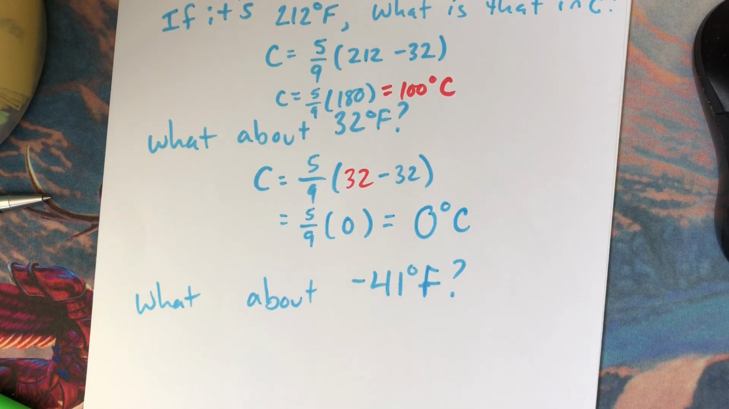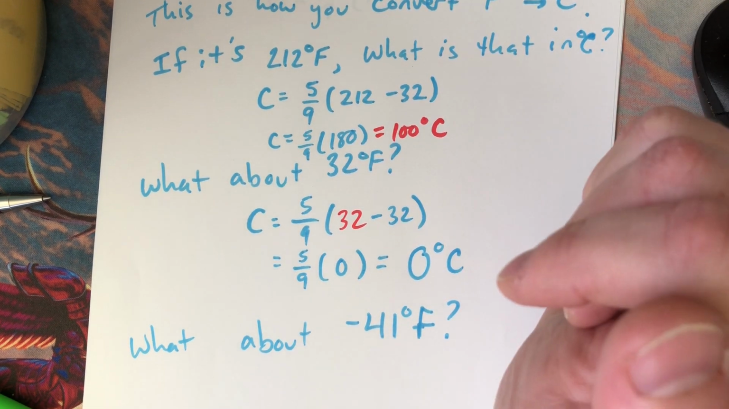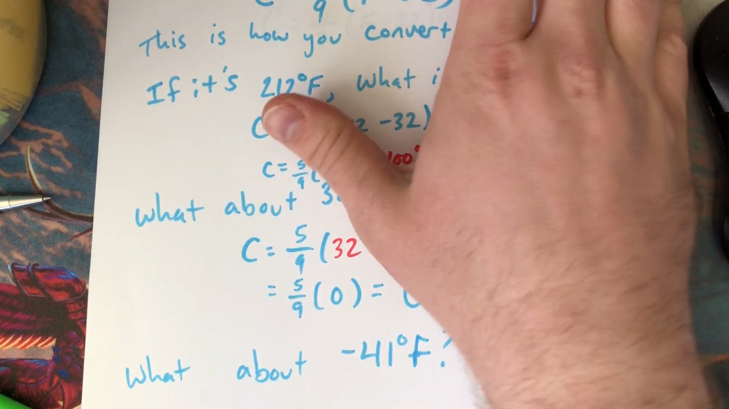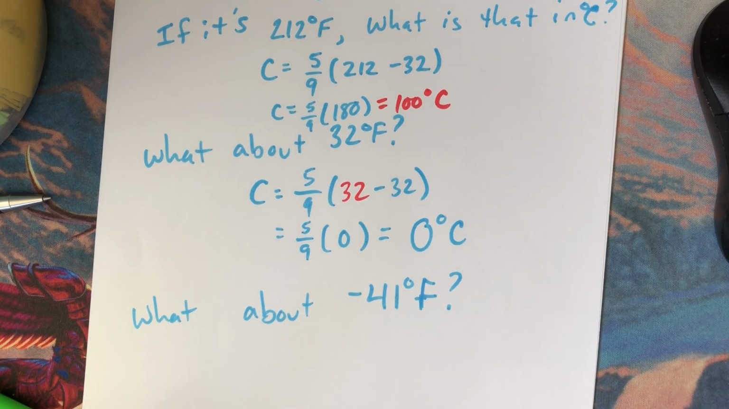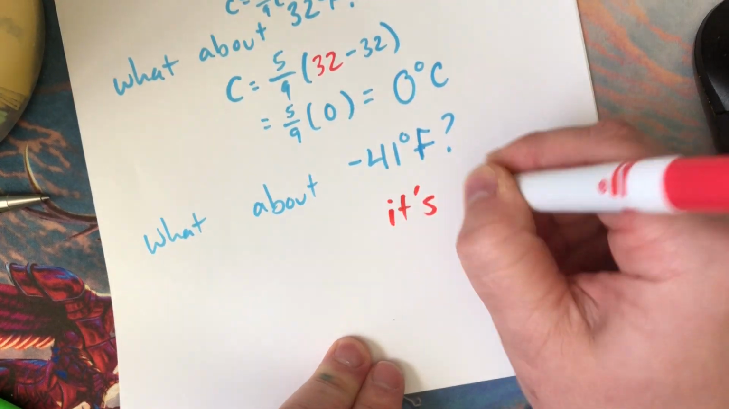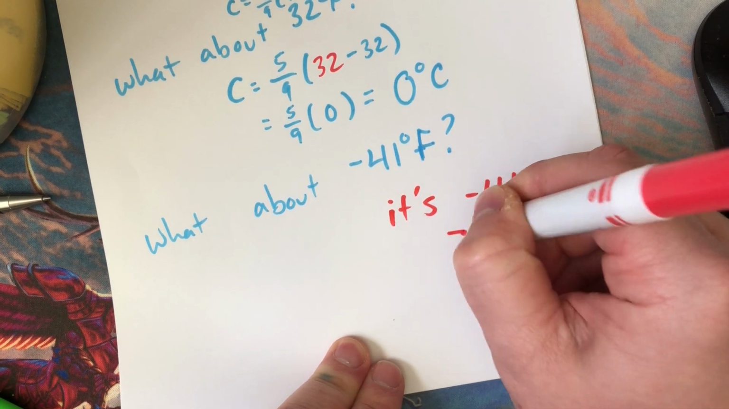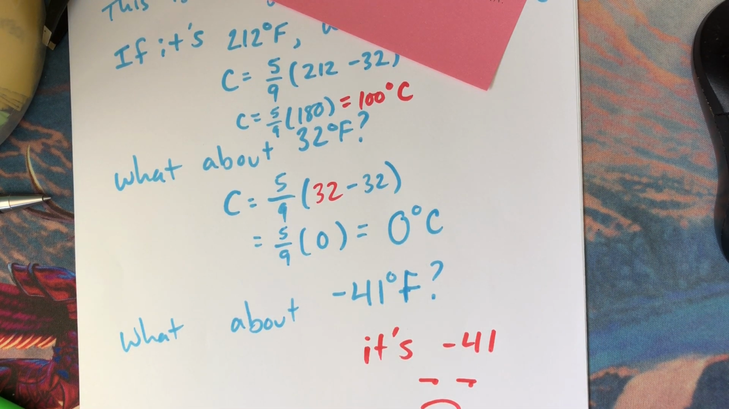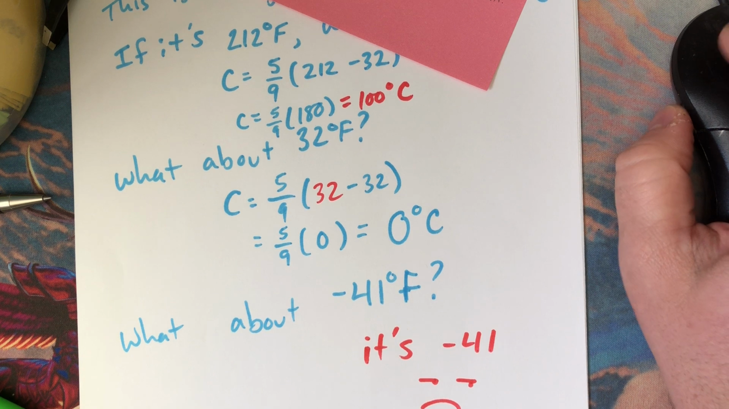And I'll leave this one to you. What about negative 41 degrees Fahrenheit? This is one of my absolute favorite temperatures. And if you're not sure why, use the formula and see what happens. This is a fun one. So pause the video, try this one. It's the exact same number. Now I'm like, wait, is it? Or is my memory off?